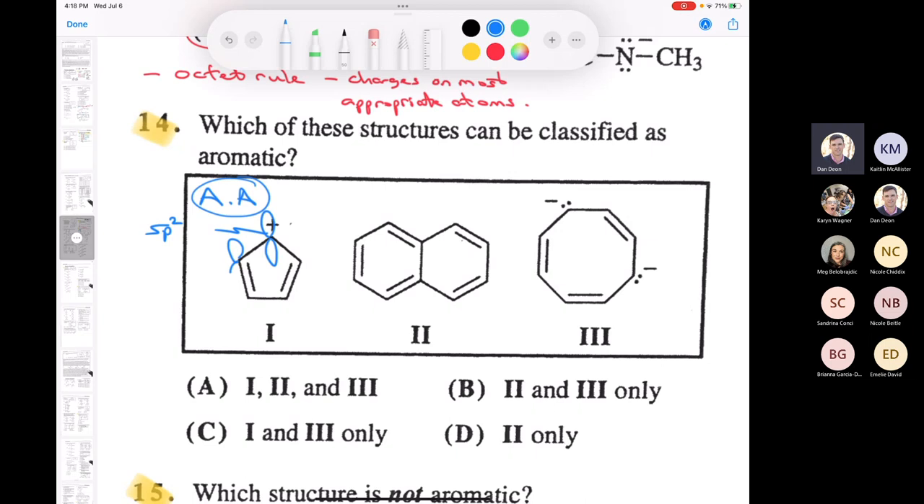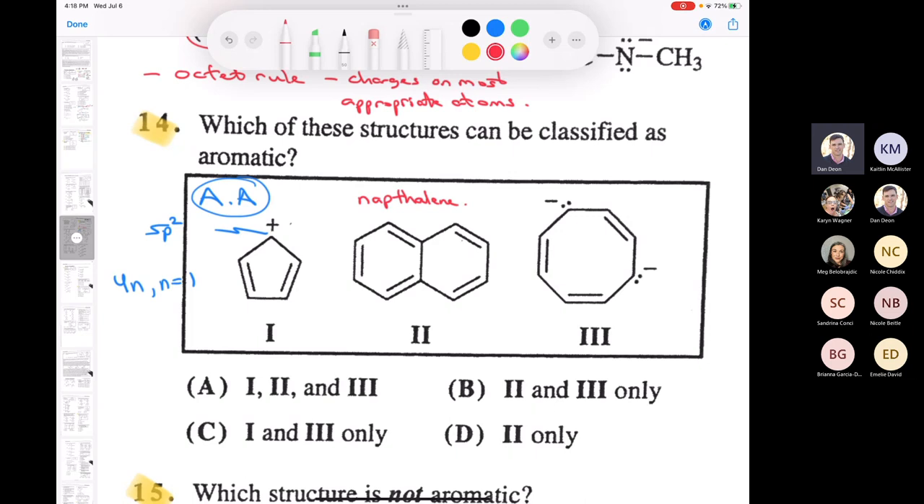I'm going to delete those because I'm not good at drawing them. But anyhow, you have a continuous system of overlapping p orbitals, but you have a 4n number of electrons where n is equal to 1. So you have 1, 2, 3, 4 pi electrons, and so that would be classified as anti-aromatic. Now the other two compounds, this one is a compound that I even showed you before. This is called naphthalene.